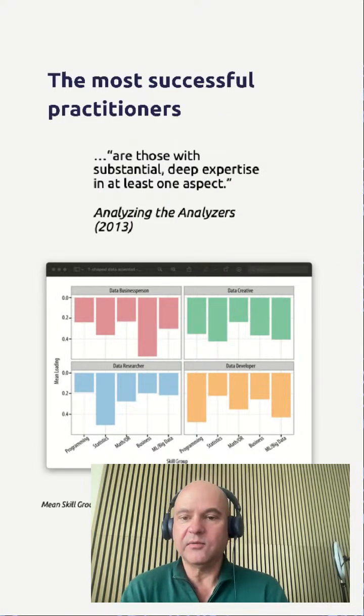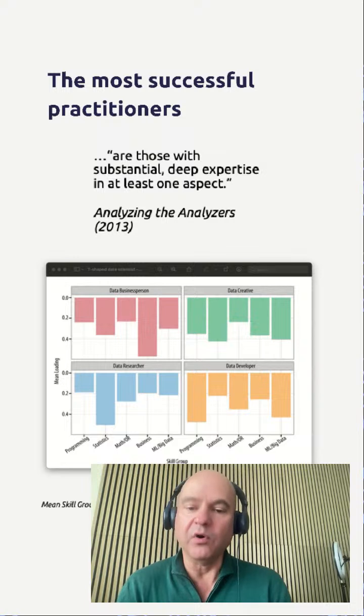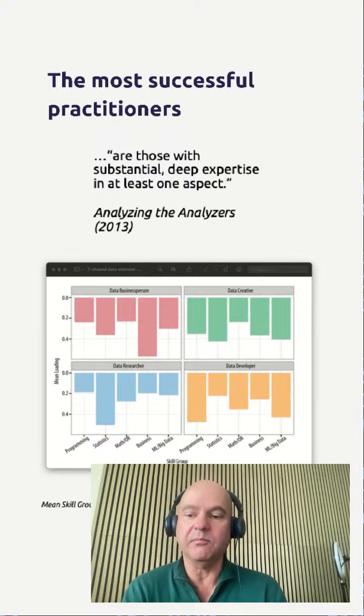Now, why are we doing this? We're doing this because ever since the field has been in existence, it's been clear that the most successful practitioners actually have a competency profile. So you're looking here at the representation from the very beginning of the field called Analyzing the Analyzers, which was based on self-reported data and which distilled competency profiles back then for the data business person, the data creative, and the data developer.